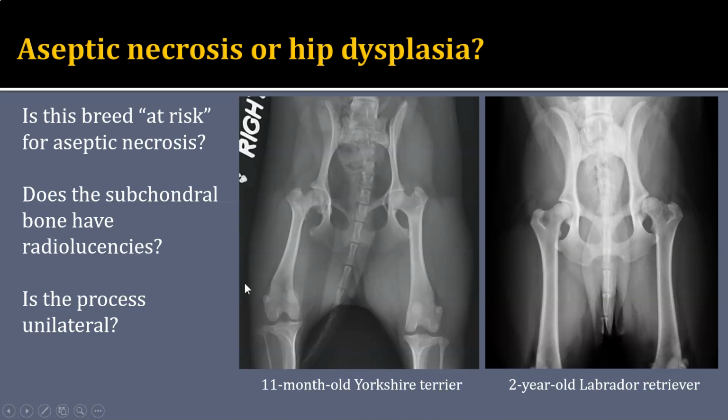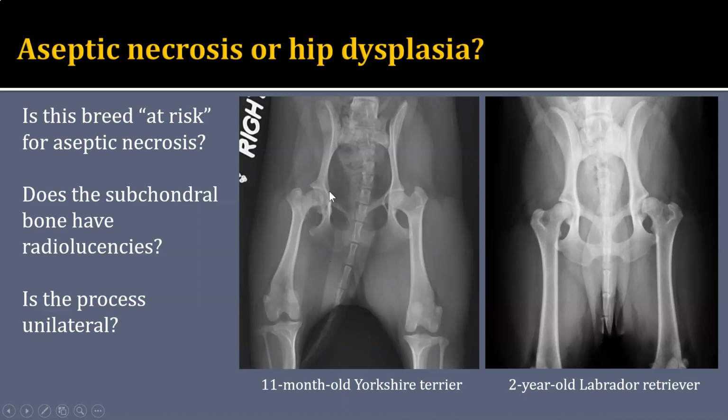So looking at this patient in the center of the image of the slide, we see that this is an 11-month-old Yorkshire Terrier. So our first question was, is the breed at risk for aseptic necrosis? And the answer should be yes, because that's a toy breed, small breed. When I look at this patient, I can see that there's atrophy of the right pelvic limb relative to the left. So the patient is lame on the right side.